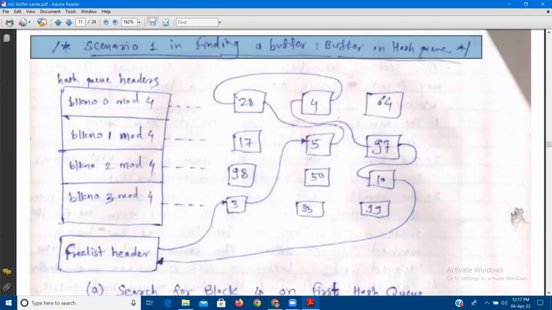We are implementing free list and hash queue. So all the busy buffers will be kept as a part of hash queue and all the free buffers will be kept as a part of free list.